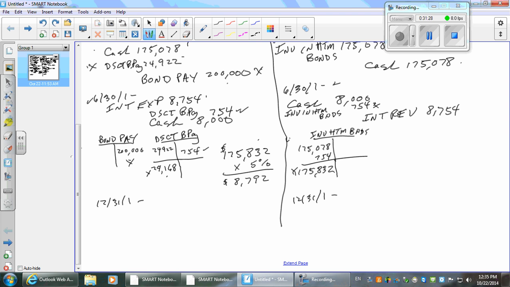What if you're the investor? What are you going to debit? Cash for $8,000. What else are you going to debit? Investment in held to maturity bonds for the amortization, and then credit what? Interest revenue. Do it, you guys. Write your amounts down.